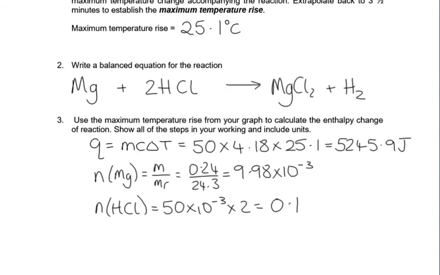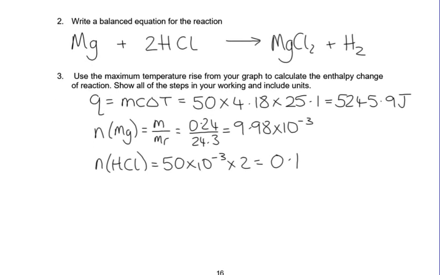Which one of those is in excess? So you would need twice as much acid to react with the magnesium, but even if I double this number, which is almost 0.01, even if I double it I would only have 0.02, so this is the excess, which means for our calculation we use this moles.